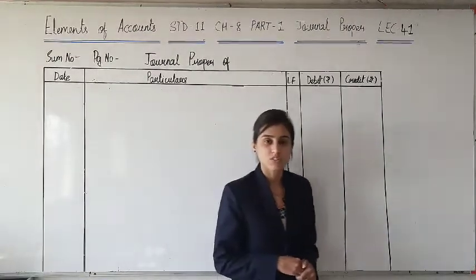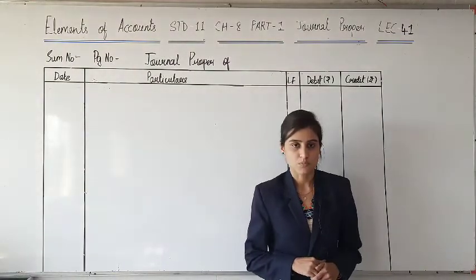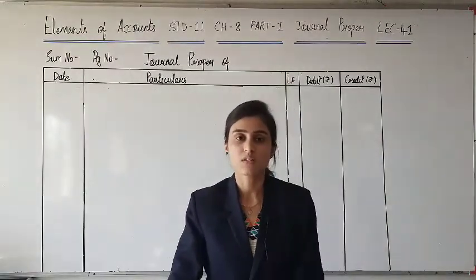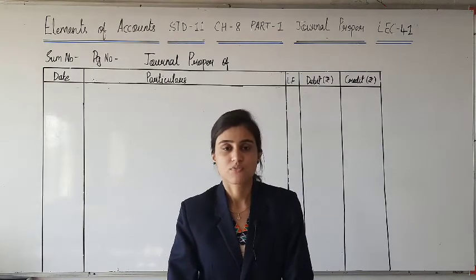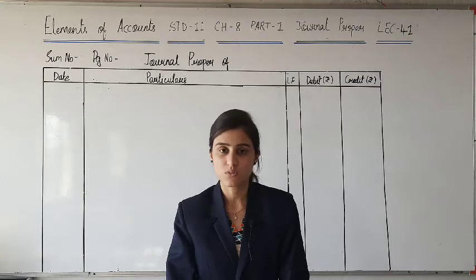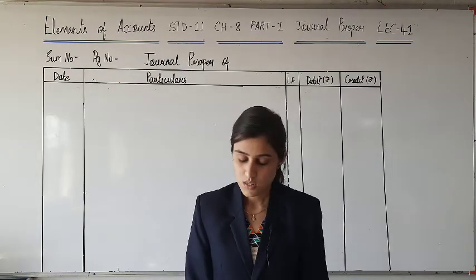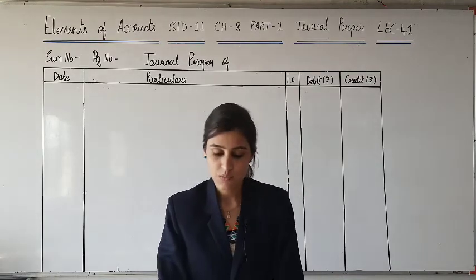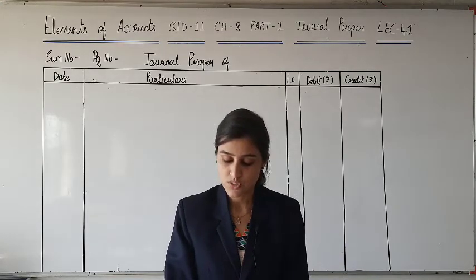In the very first lecture of chapter 8, Journal Proper, I gave you the introduction about Journal Proper. I have explained its meaning. We have understood what is its specimen and the related important points. Thereafter, we have understood a bit of theory, and on the basis of those theory concepts, we have solved illustration 1 and illustration 2. The sums from exercise, that is sum number 5, is similar to illustration 1 and sum number 6 is similar to illustration 2.